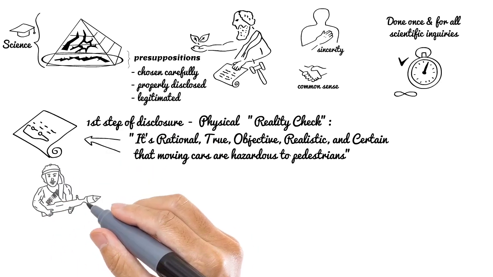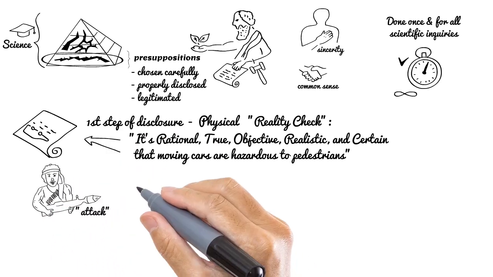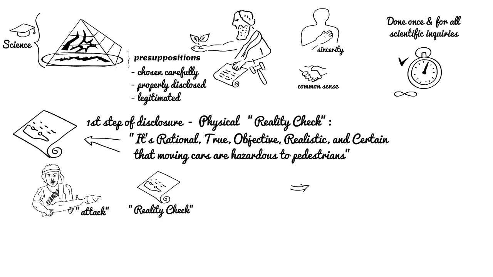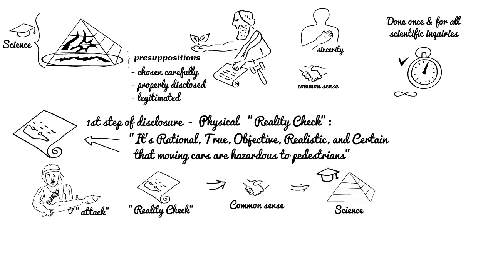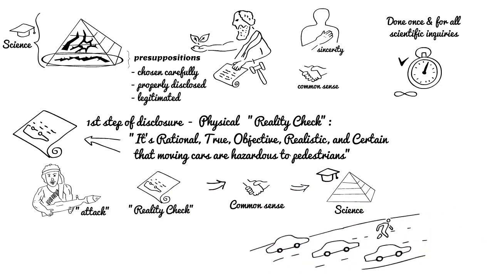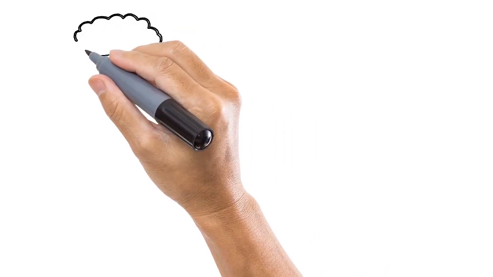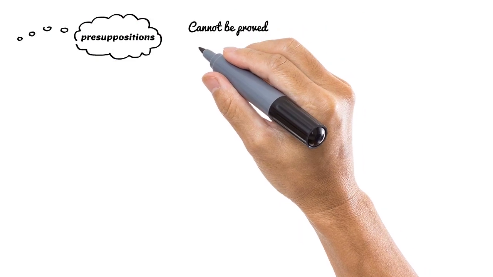You may be skeptical and attack the reality check disclosure and consequently attack science, but you should realize that you're first of all attacking common sense as well. And I'm not sure it will be in line with your survival instincts if you try to stay on a highway full of speedy cars. As I already mentioned, presuppositions cannot be proven, and by the way, neither can they be disproved.